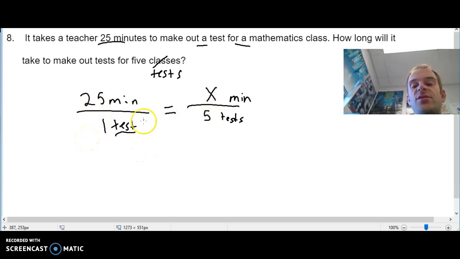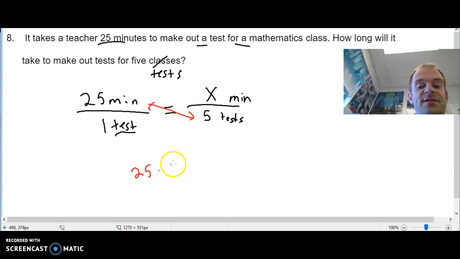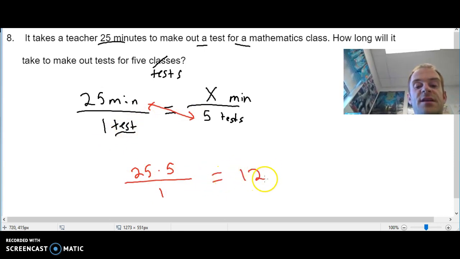Okay? And you could solve this using unit rates, which maybe would be easier, but I wanted you to do this with proportions. So to actually find my answer, I cross multiply. So 25 times 5, and then I divide by 1. So this tells me that 125 minutes is how long it will take this teacher to make 5 tests.